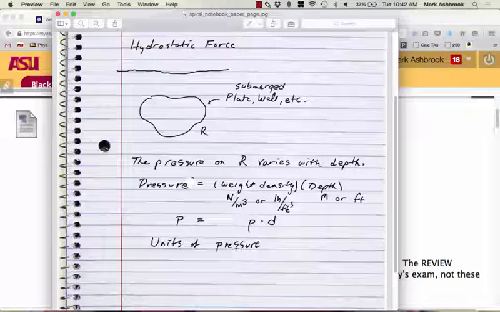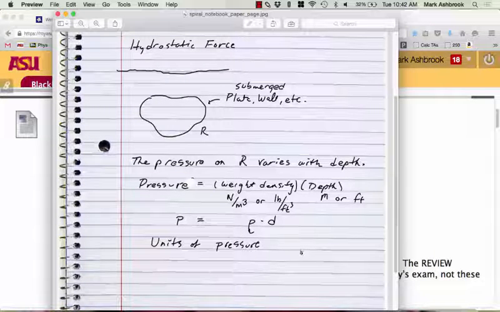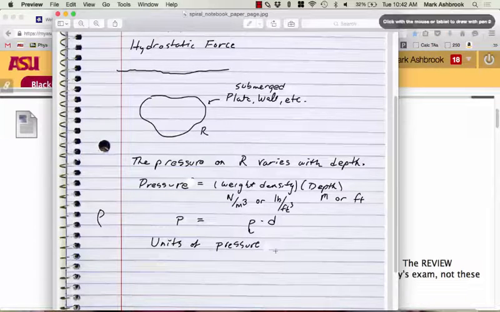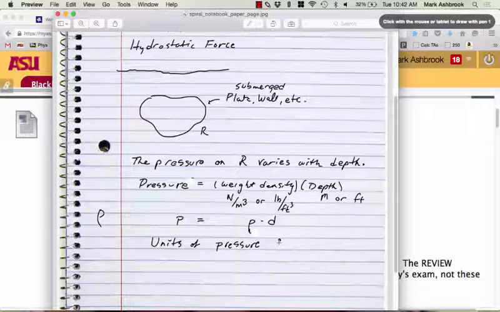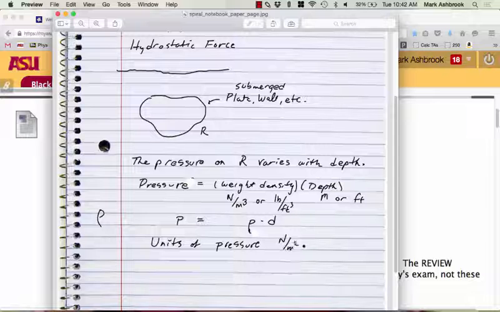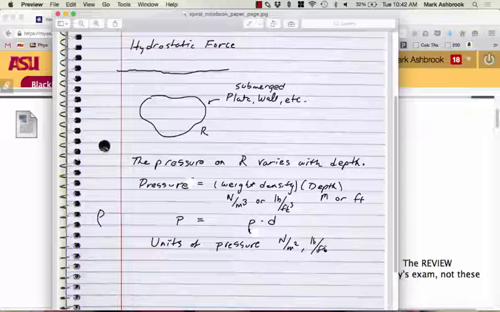Wait, which one is rho? That's the P looking thing? Rho. Yeah. Weight density times depth. It's like a P with the hook. Yeah, it's that. Greek rho. Okay, so units of pressure could be newtons per meter squared, pounds per foot squared. The most common one you see is pounds per inch squared, or PSI.